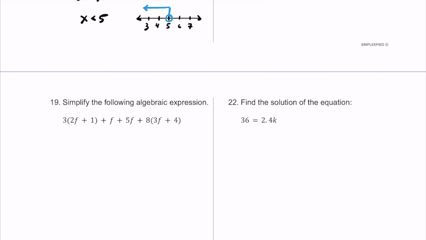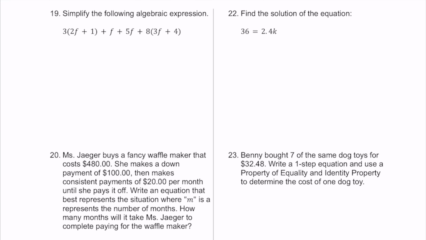Here's number 19. For 19, let's go ahead and simplify another algebraic expression. However, this time we have some distributive property we have to take care of first, so we can't add until we multiply first. So we have 3 of these 2f, so 3 times 2f, that's going to be a total of 6f. Then we have 3 multiplied by 1 here, that's going to be 3, so go ahead and add 3. Then we have plus f, that's really 1f.